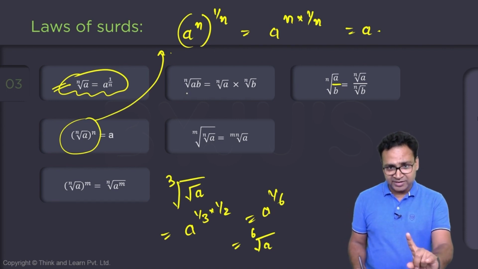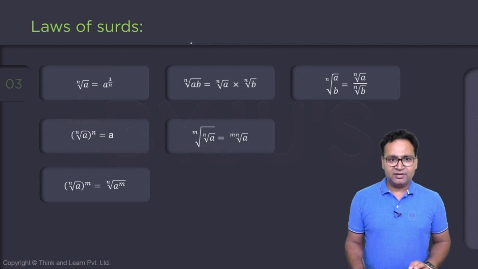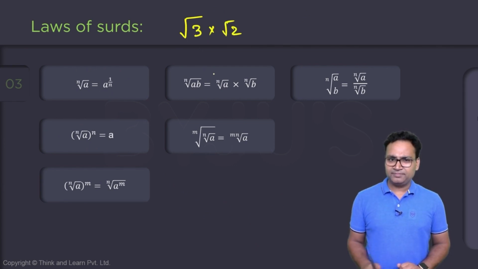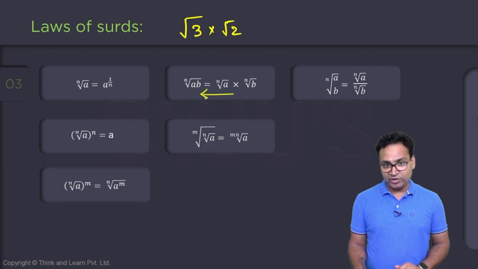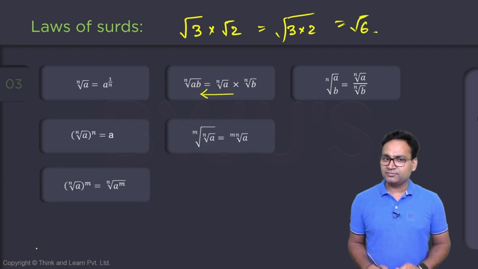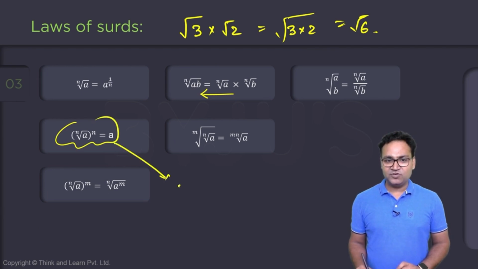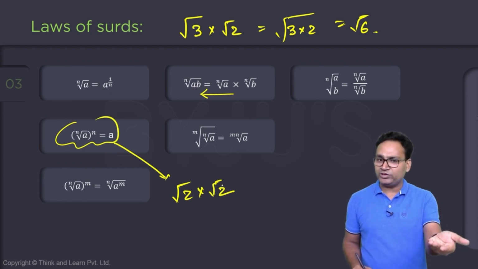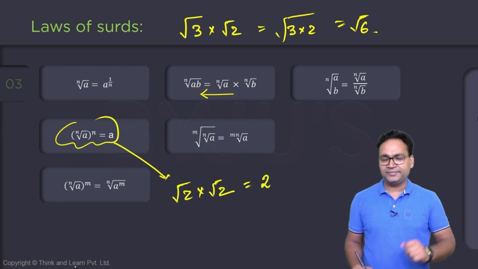Let me explain this part once again. For example, you are multiplying under root 3 with under root 2. What is it? Using the same property from right to left, it is under root of 3 into 2. So it is under root of 6. Okay. Let me explain this property once again. If you are multiplying under root 2 with under root 2, so it is basically under root 2 multiplied 2 times, which is equal to 2 only.